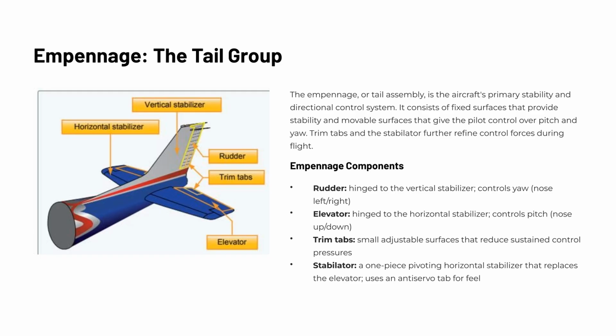Trim tabs are small adjustable surfaces mounted on the primary control surfaces. Their purpose is to reduce the sustained pressure a pilot must apply to the controls during extended flight, effectively allowing the pilot to trim off the load.